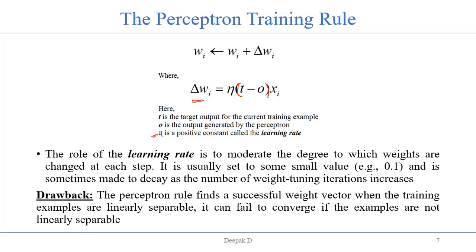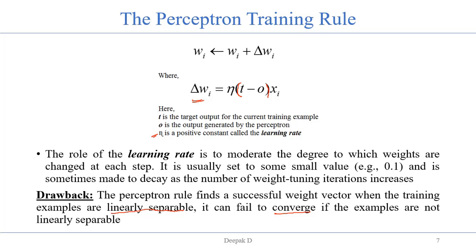One major drawback of the perceptron rule is that the perceptron finds a successful weight vector only when the training examples are linearly separable. It can fail to converge if the examples are not linearly separable. Why should this update rule converge towards successful weight values? To understand in detail, we shall take some specific cases.